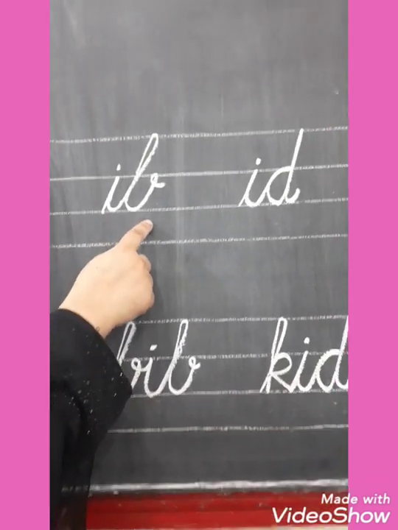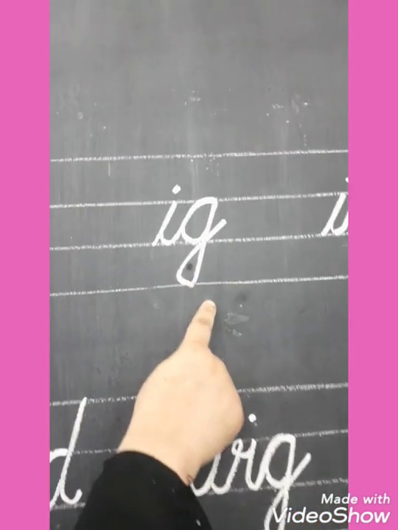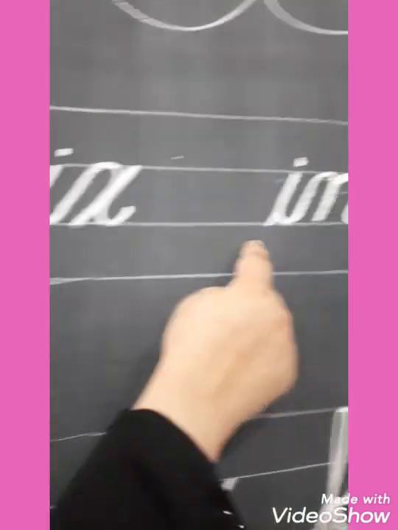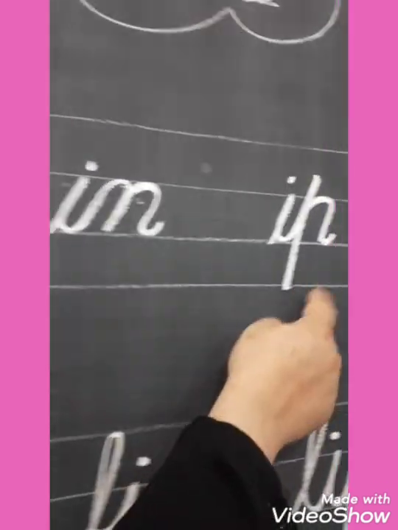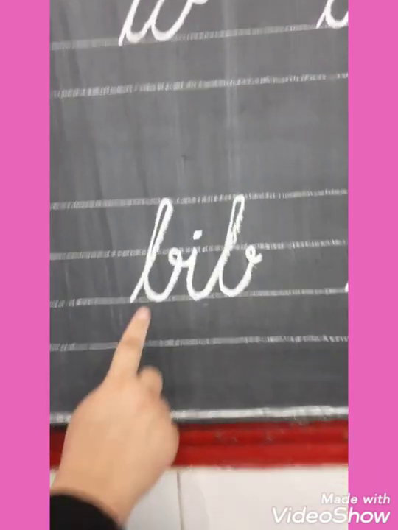Ib sounds ib. Id sounds id. Ig sound ig. Im sound im. Ix sound x. In sound in. Ip sound ip. It sounds it. Come and read this word with the help of these sounds.